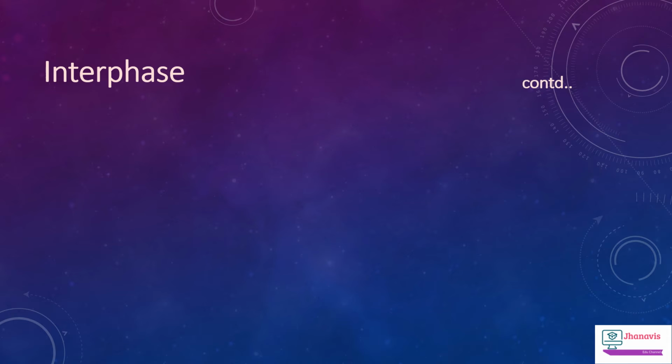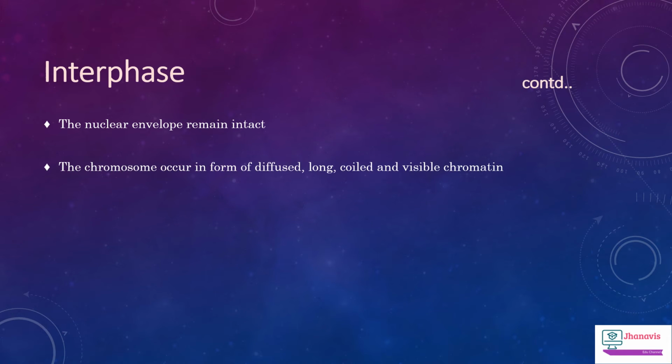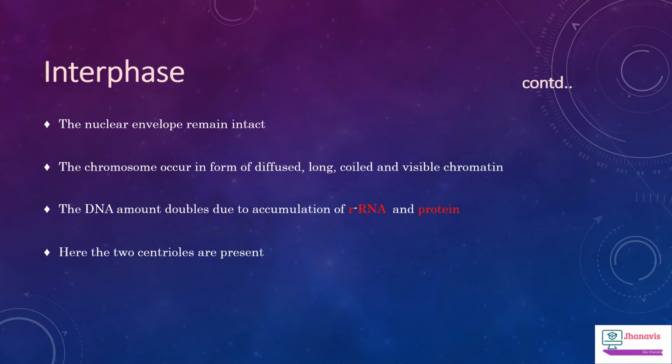Before the mitotic division, there is another phase called interphase. What are the things which will happen in the interphase? It will go somewhat like this. The nuclear envelope remains intact. The chromosomes occur as diffused, long, coiled and visible chromatin fibers. The DNA amount becomes double due to the accumulation of RNA and protein. The two centrioles are also present.